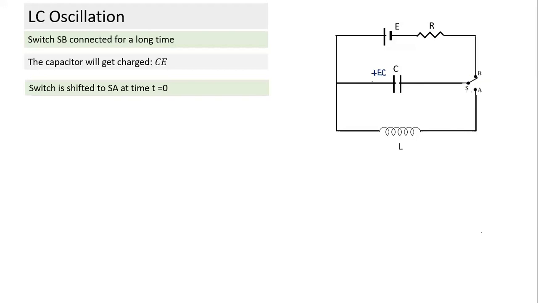Suddenly, if we shift the switch from B to A, what will happen? The moment I shift from B to A, what is happening? Now this circuit will comprise only two elements, a charged capacitor and an initially completely uncharged inductor. So this is how the circuit will form. This is called an LC circuit.